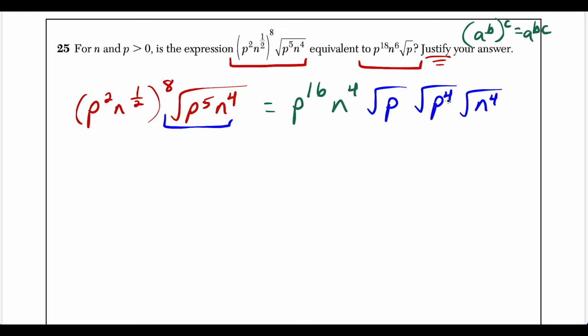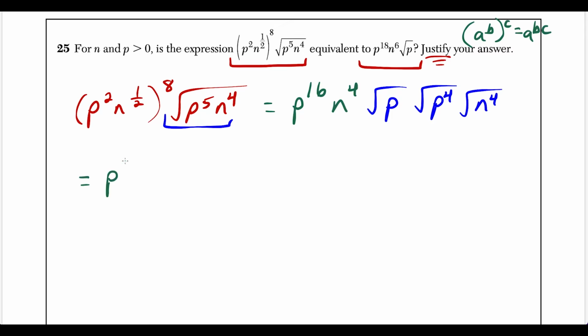And just know if I did p to the 4th times p, that would bring me back to the p to the 5th that's under this radical. And then the square root of n to the 4th is just coming from here. Now, the reason why I'm doing that is because this one here is not going to simplify. Square root of p is going to get left behind to match that last term. But now we could simplify this a little bit more.